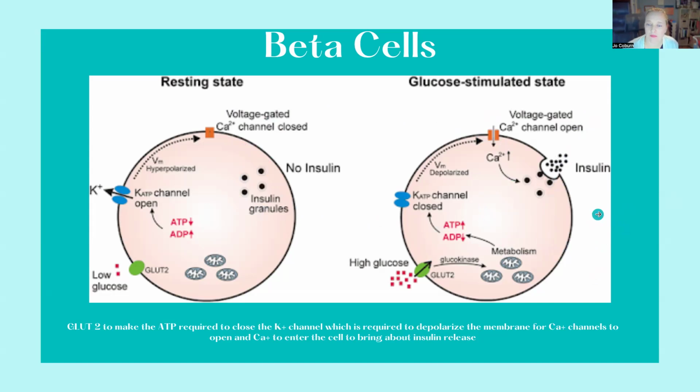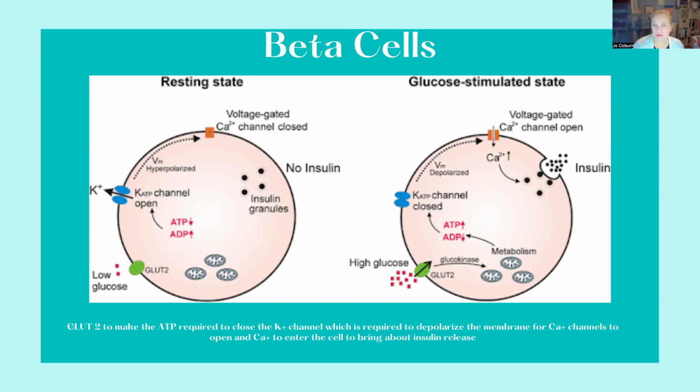So if you have the high glucose, is the GLUT2 still going to take up the glucose and go through all that metabolic channels and depolarize and everything, and then get to the point where calcium opens up the channel, but there's just no insulin there to release? Is that what happens? Probably.